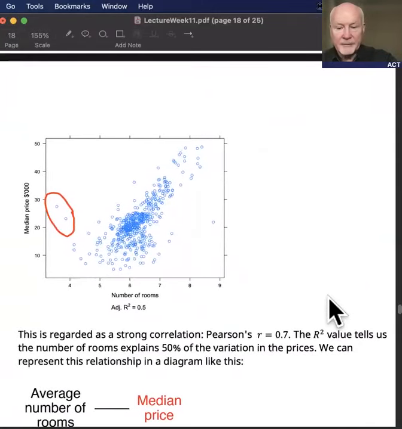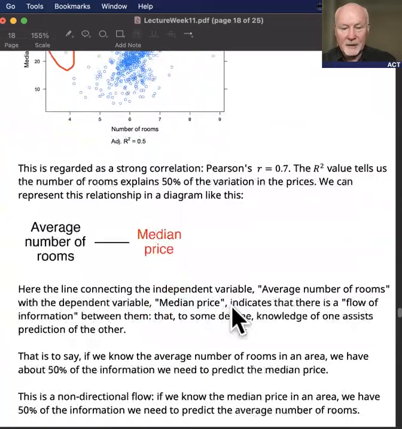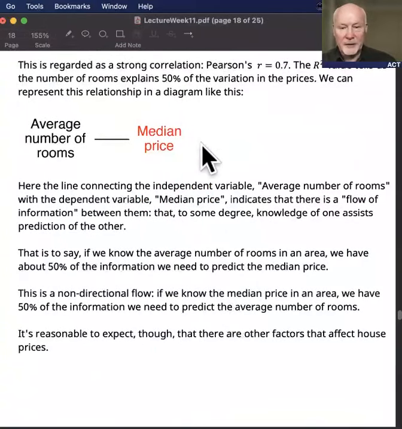The R is 0.7, the Pearson's correlation, and the R squared is 0.5. So what this is telling us is that the number of rooms in a dwelling, strictly speaking, the mean number of rooms in a census tract, gives us about 50% of the information we need to predict the median price of dwellings in the census tract. And as we've done before, we can just write that as a little diagram where we have a line connecting the average number of rooms with the median price.